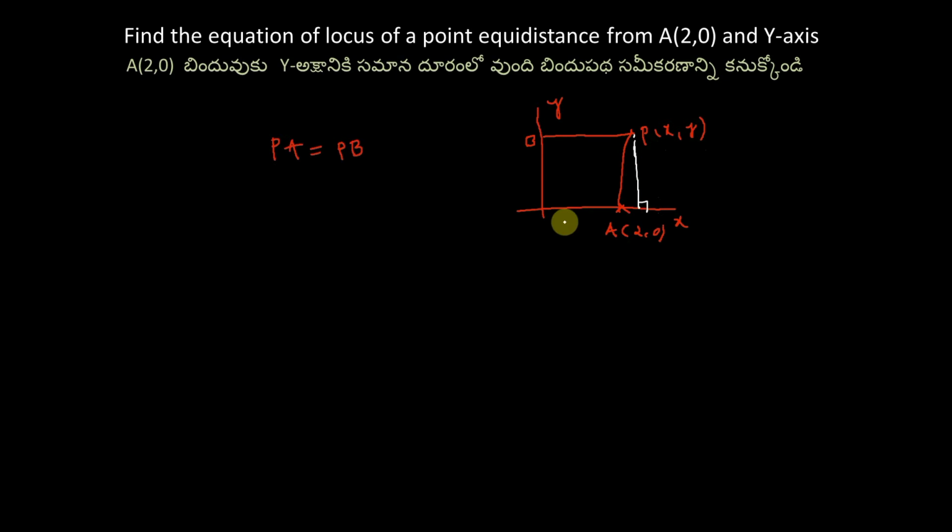Since the coordinates of P are (x, y), this particular distance becomes x, and this also becomes x here. Now, one simplification: I can write PA square is equal to PB square. PA square means (x minus 2) whole square plus (y minus 0) whole square, that is equal to PB square. PB means x, I can write as x square here.